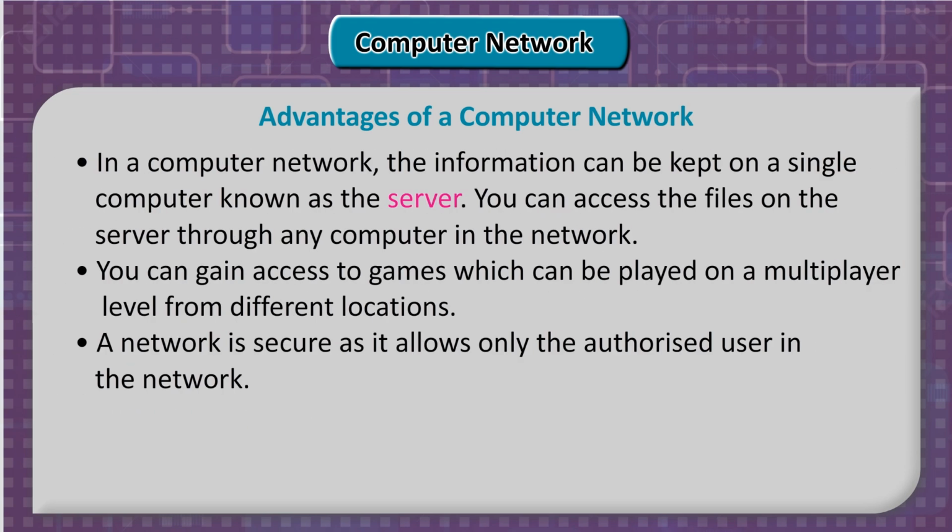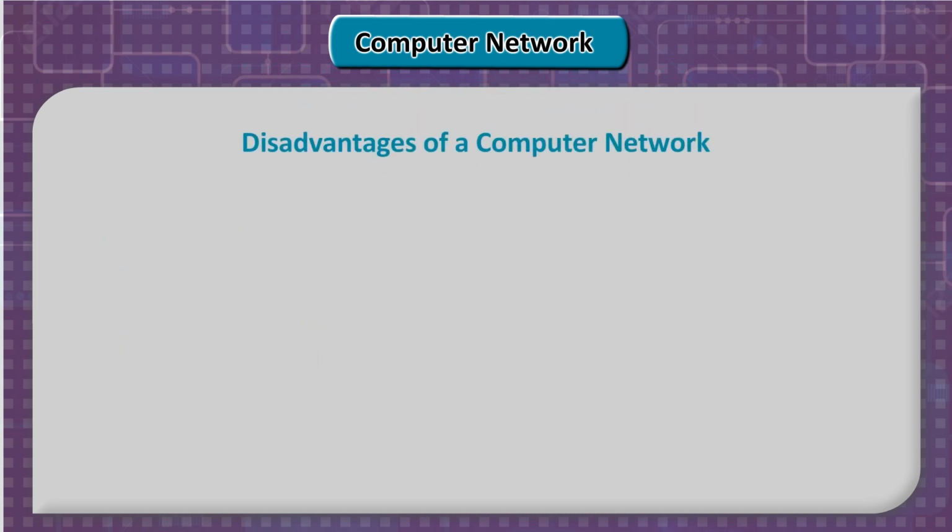In a computer network, the information can be kept on a single computer known as the server. You can access the files on the server through any computer in the network. You can gain access to games which can be played on a multiplayer level from different locations. A network is secure as it allows only the authorized user in the network.